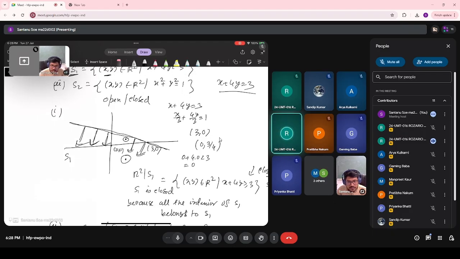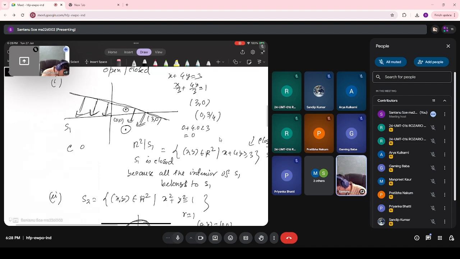What is a closed set, sir? A closed set means that if it contains all its limit points, then it's a closed set. Or, for example, if C is an open set, then R minus C is a closed set.